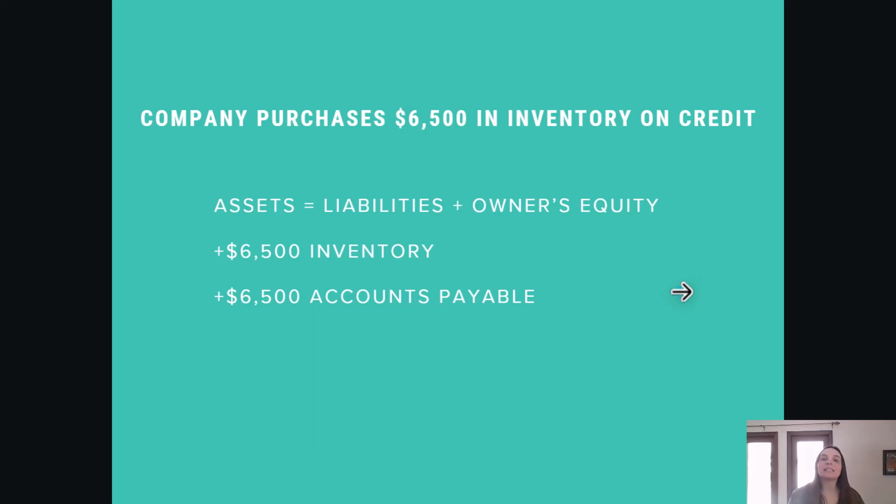Okay, the company purchases $6,500 in inventory on credit. So have we changed assets, liabilities, or owner's equity? Yes. We have increased our inventory, right, by $6,500. Inventory is an asset account, so we have increased this inventory by $6,500. And we have increased the liability. So we've increased accounts payable because we purchased this on credit. So we have not paid our vendor yet. So our asset account for inventory is going to go up, and our liability account, accounts payable, is also going to go up by $6,500. Okay?